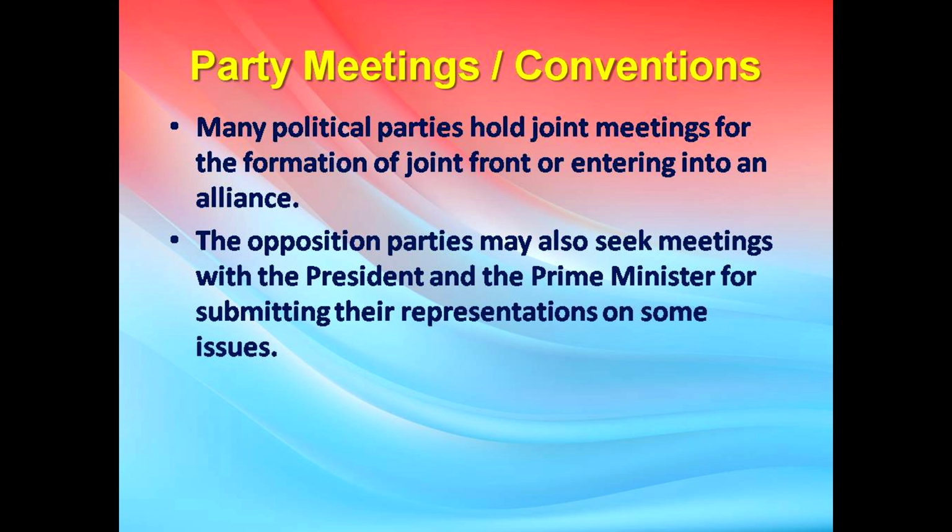The opposition parties may also seek meetings with the president and the prime minister for submitting their representations on some vital issues. So this could be the increasing number of corona cases in the country. It could be the fact that the international community is not allowing us to have vaccinated passports because the vaccines that are there in India are not being accepted outside. So these can be some issues, or some other major issues can be the reasons why the political parties might seek a meeting with the prime minister or the president and give their written opinion to them.